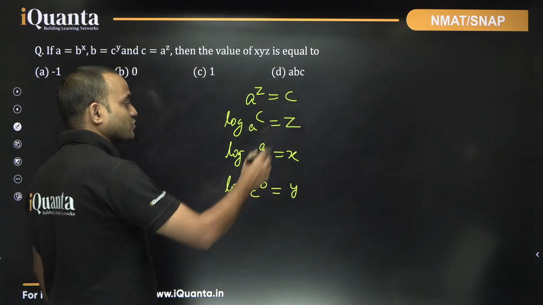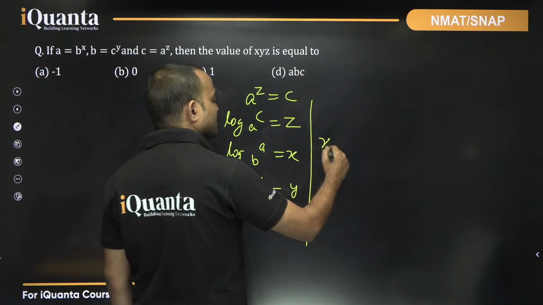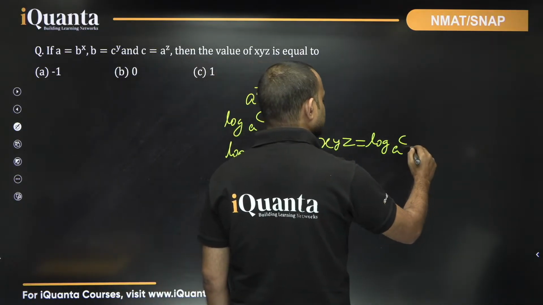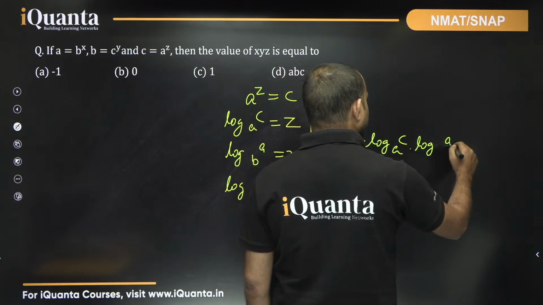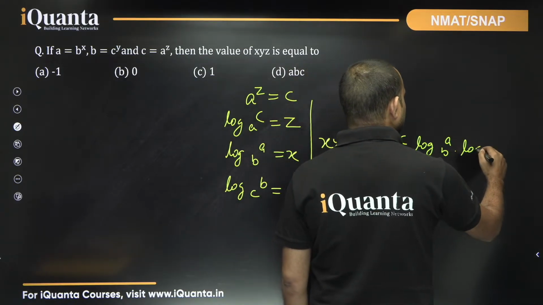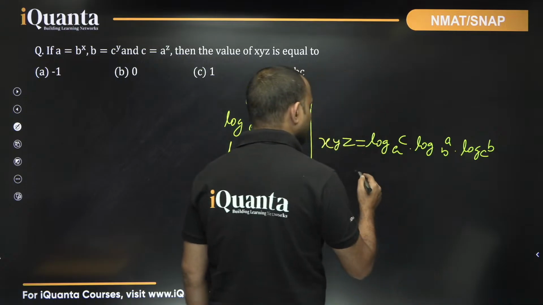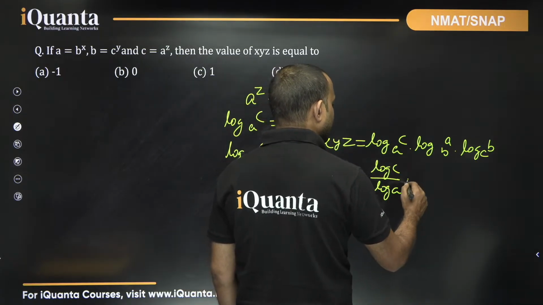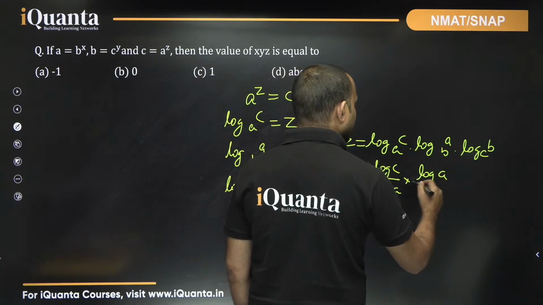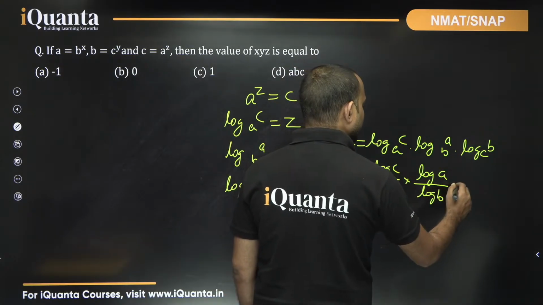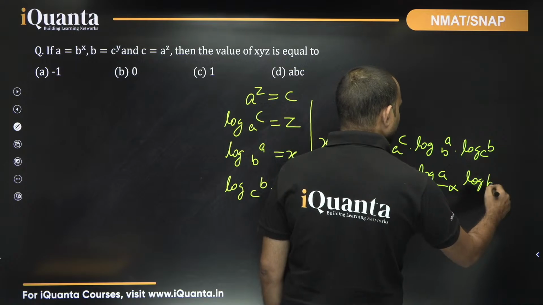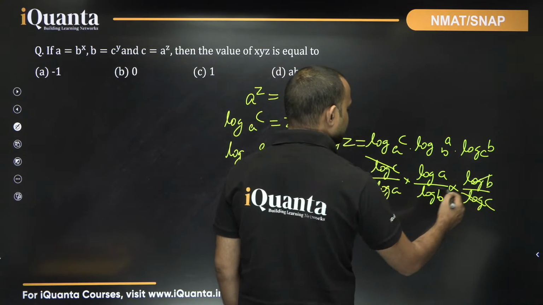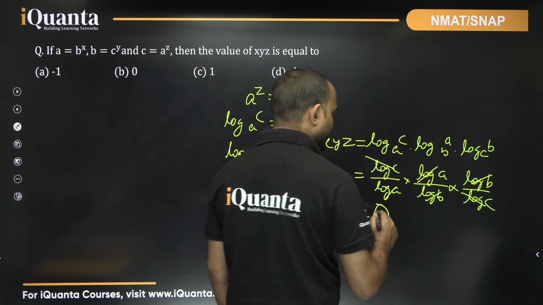and similarly log B to the base C is equal to Y. So if you multiply these three, what do we get? XYZ is equal to log C to the base A into log A to the base B into log B to the base C, which we can write as log C upon log A into log A upon log B into log B upon log C. So everything will be cancelled out and the result we get is 1.